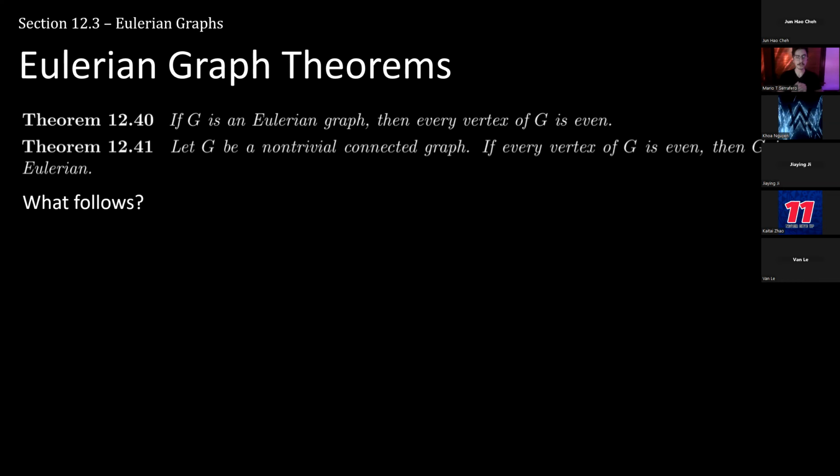Okay, so let's look at these two theorems. Theorem 12.40 says that if G is an Eulerian graph, then every vertex of G is even. And 12.41 says that if every vertex of G is even, then G is an Eulerian graph. So if we put these two together, what do we get?